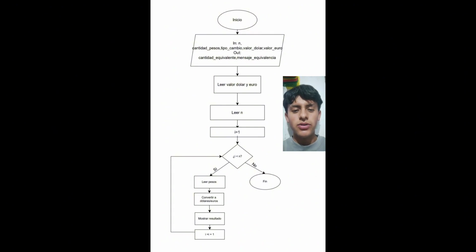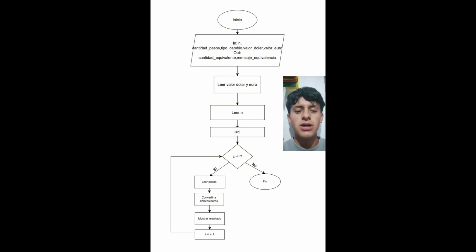Next, a counter is initialized to track how many times the process is repeated, while the counter is less than or equal to n. The system prompts the user for the amount of pesos to be converted. The conversion is then performed by dividing the amount of pesos by the value of the selected currency. Once the conversion is complete, the system displays the result to the user.